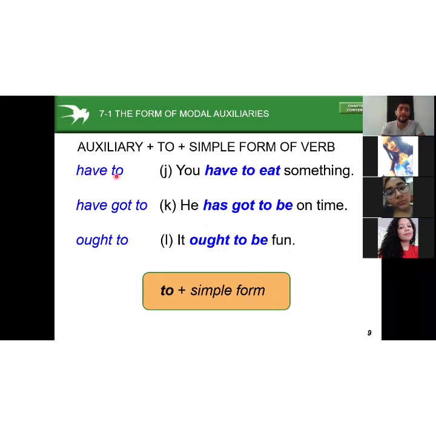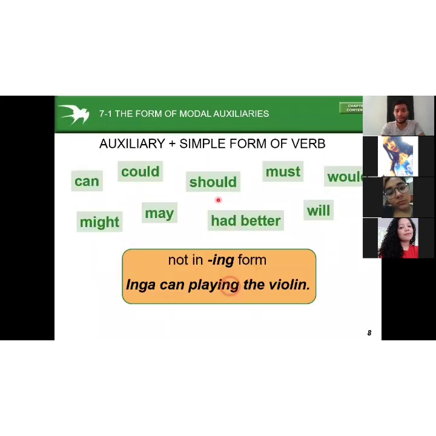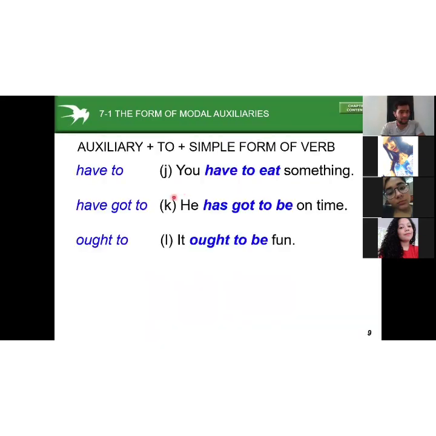Now remember that have to means tener que in Spanish. Has got to means exactly the same. This is just the American version, and this is the British version. And ought to is the same as this word that we have here, should. Debería and ought to, the same thing, right?